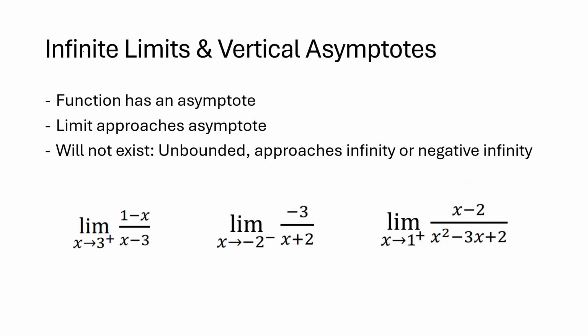Infinite limits and vertical asymptotes. You need to check if a function has an asymptote and if the limit approaches the asymptote. The only way for the limit to not exist is where it's unbounded, where in this case it's the vertical asymptote, and it approaches infinity or negative infinity. These 3 equations should be good practice on understanding infinite limits and vertical asymptotes.